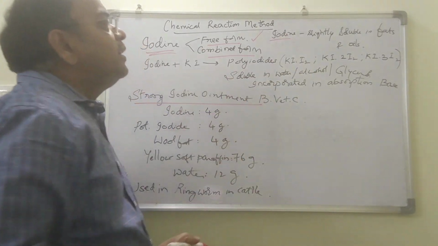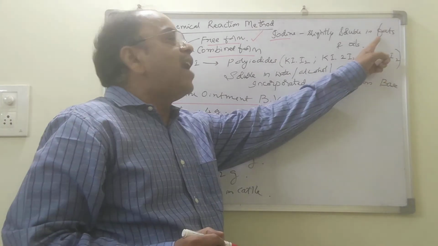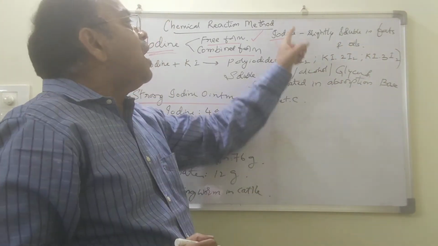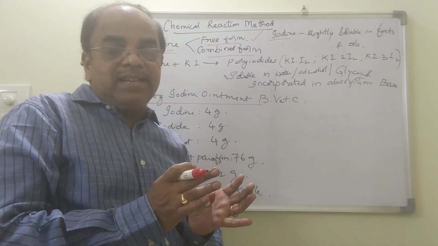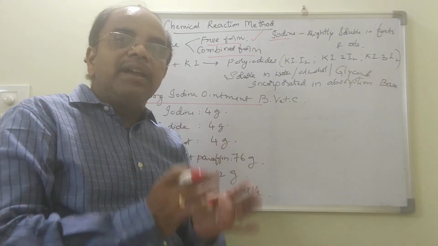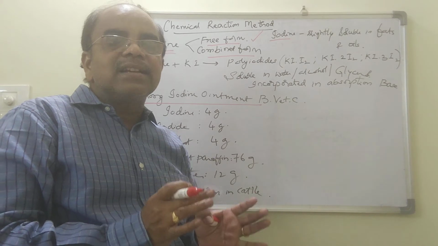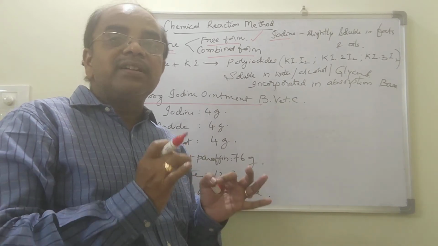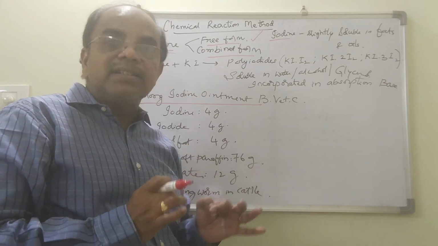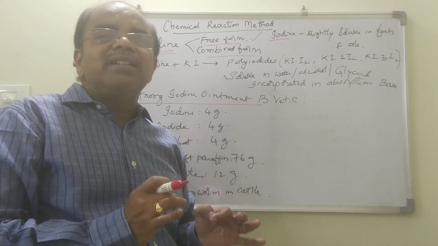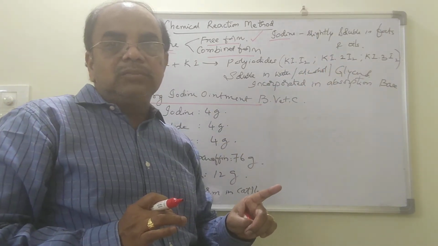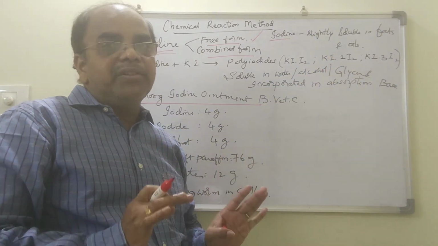Iodine is basically slightly soluble in fats and oils. Iodine is up to 2% soluble in fats. Fats contain more saturated constituents, saturated fatty acids. Oils contain more unsaturated fatty acids. So fats can dissolve only 2% of the iodine. Right.